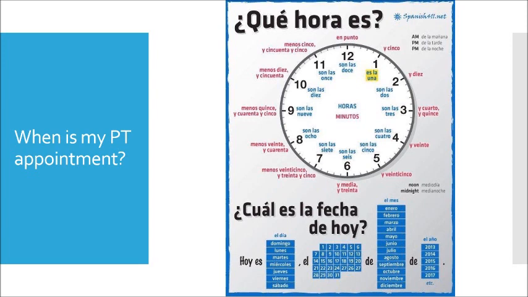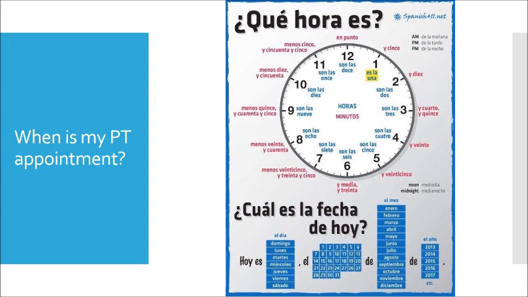Another thing to note with time, you can tell them, like, on the half hour would be y media. So if you're going to say 2:30, say son las dos y media. If you're doing quarter past, like 3:15, you would say son las tres y cuarto, or tres y quince.